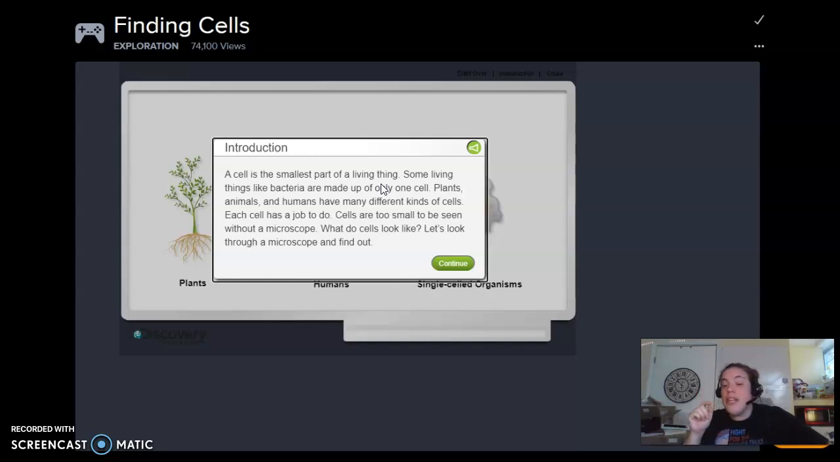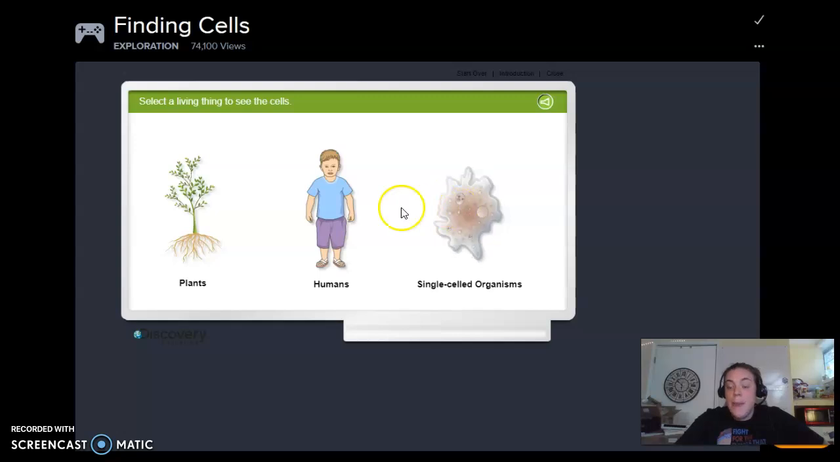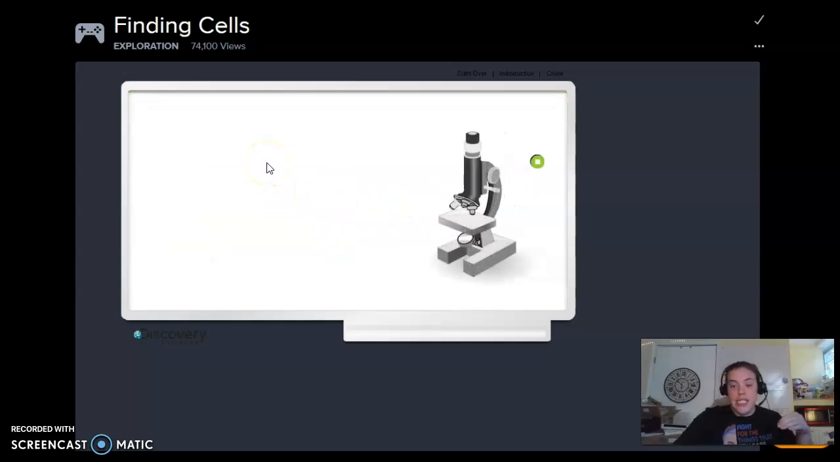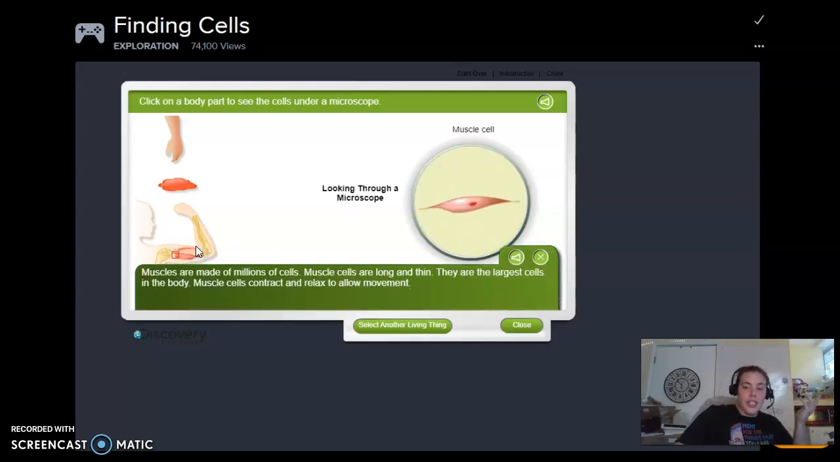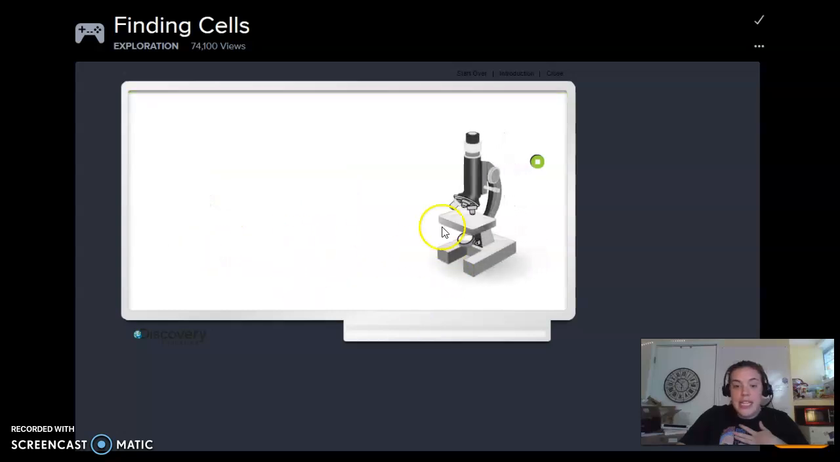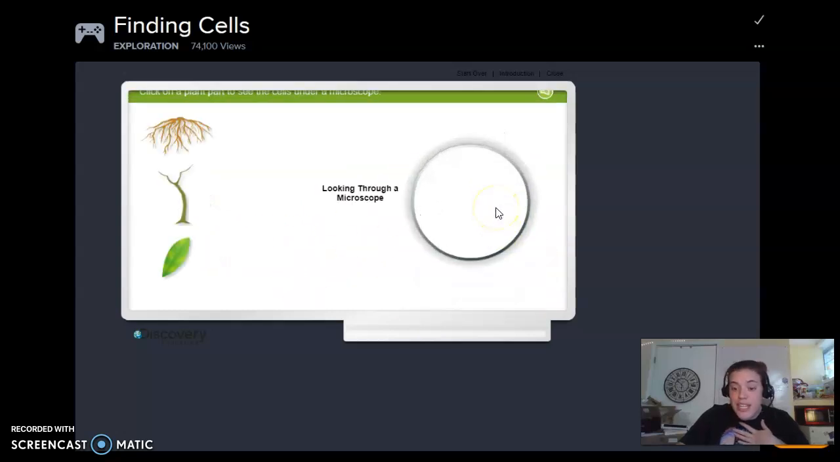Cells are too small to be seen without a microscope, so we got to play with what's under my microscope today, Wednesday. What does the cell look like? We can look through that microscope and find out. So here are our microscopic images. Remember, we talked about why a human skin cell looks different from its blood cell, which looks different from its muscle cell. You're all geniuses and told me right off the bat that because they have different jobs, they look different. They have different parts because they do different things. Same thing with plants. They look different than animal cells because they do different things.